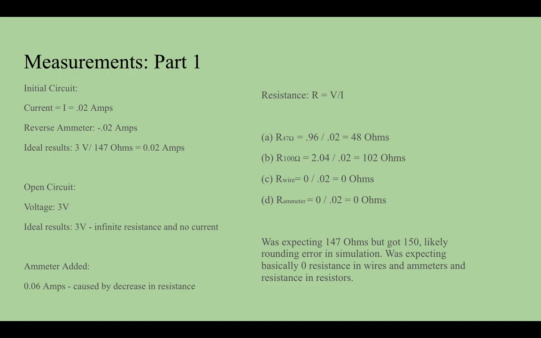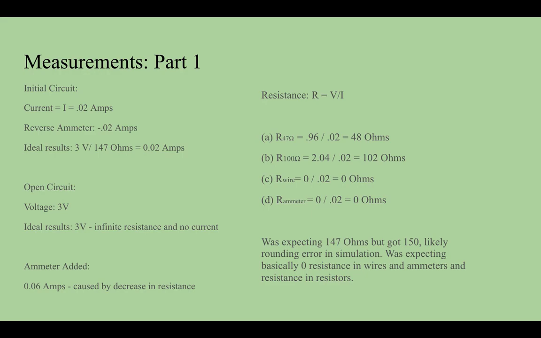And then when we added the ammeter, we got 0.06 amps, which is caused by a decrease in resistance, so that causes an increase in current. And then the key resistance of each component: 0.96 divided by 0.02 gave us 48 ohms. And for the 100 ohm resistor, we got 2.04 divided by 0.02, which is 102 ohms. And then 0 for the wire and ammeter.